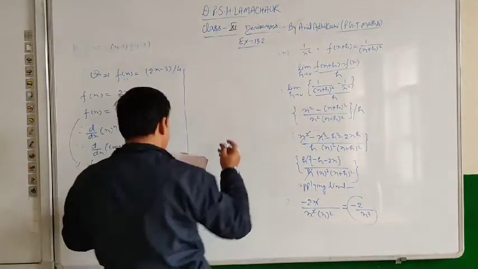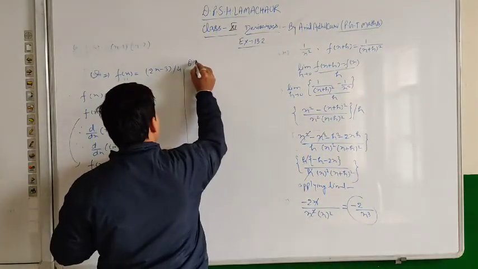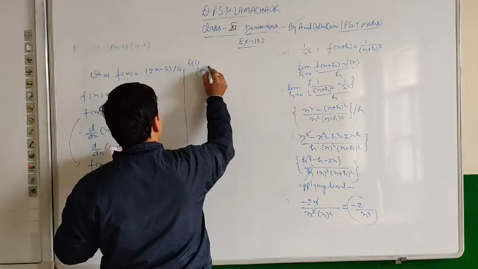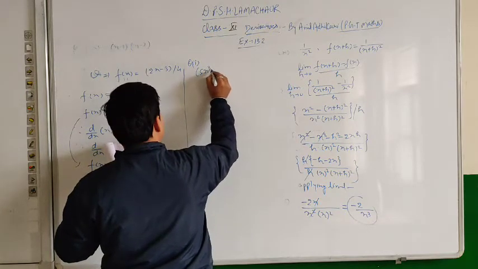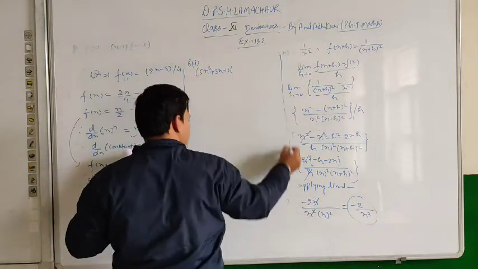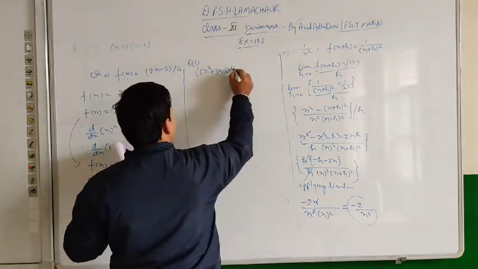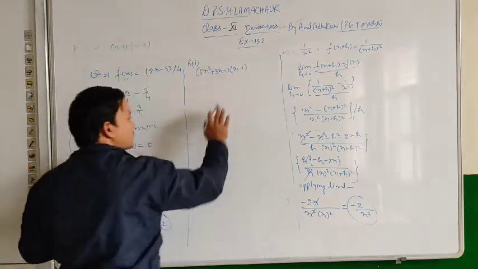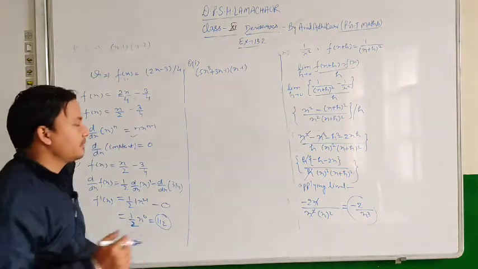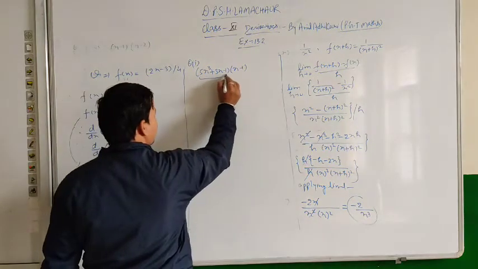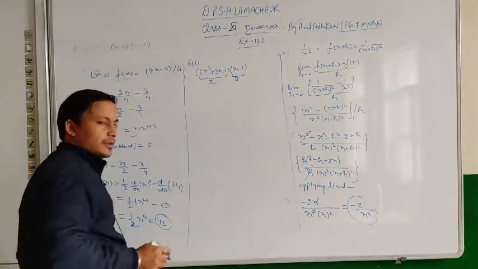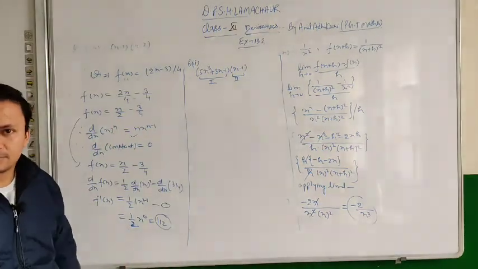Next is question number 2: (5x cube plus 3x minus 1) within one bracket and within another bracket (x minus 1) is given. Okay, this is the function and we need to find the derivative of this function. So here, as we can see, there are two functions, let it be the first and let it be the second. Now we can apply the product rule of derivative.